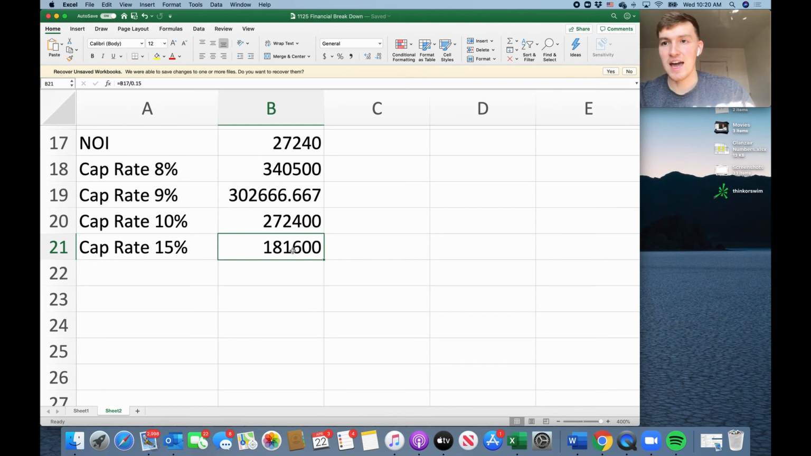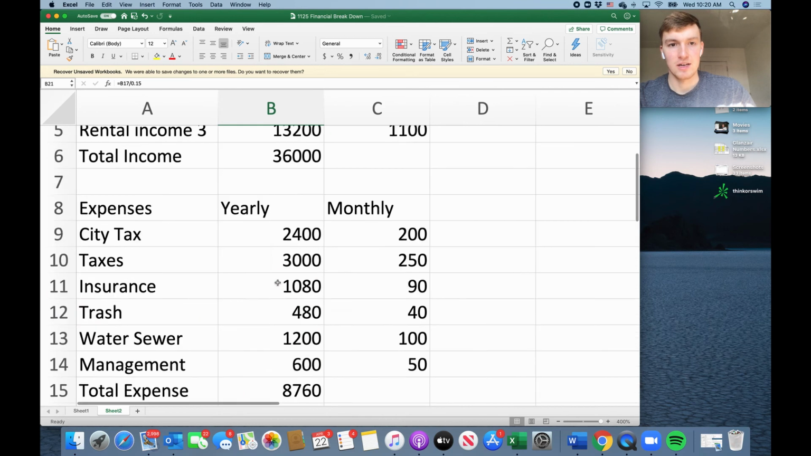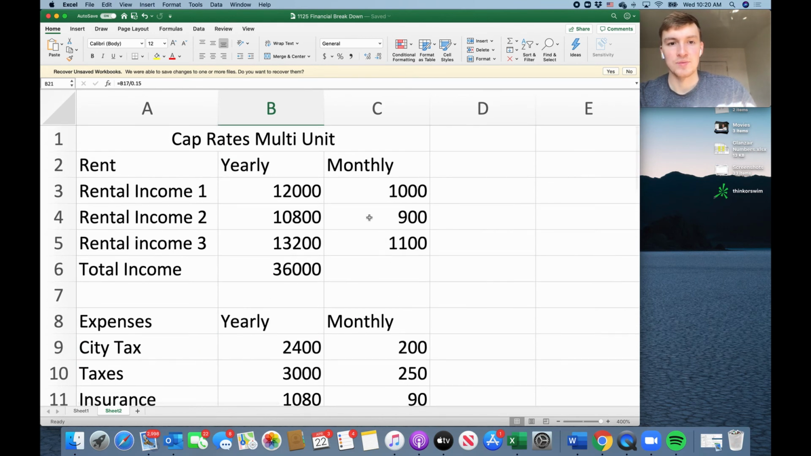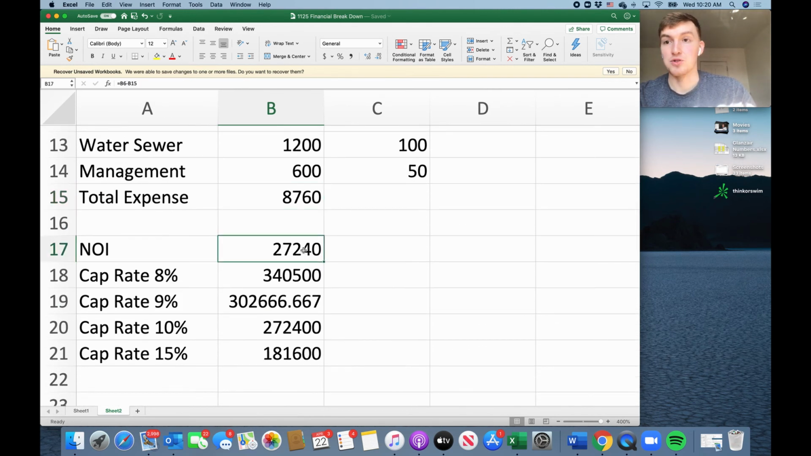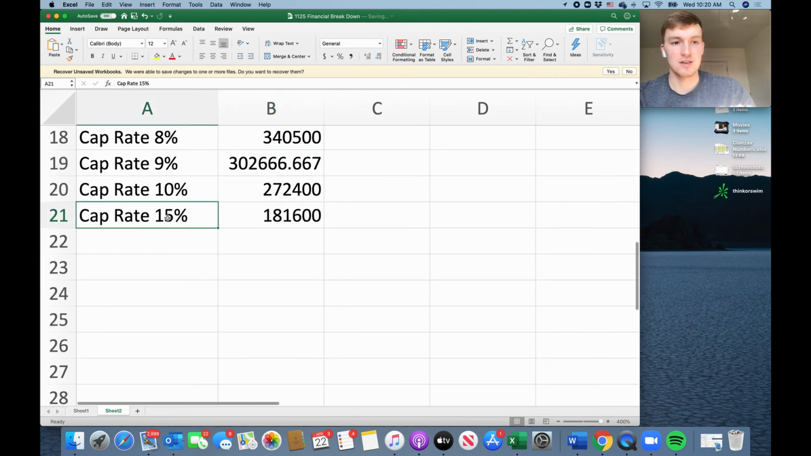So the better the area for the rentals, the lower the cap rate, okay? The worse the area, the higher the cap rate. It's a little bit opposite. The higher the cap rate, the lower the price. But this is how you figure it out. So you put in your monthly income. You figure out the yearly total income here. You figure out the total yearly expenses. You subtract your total expenses from your total income, and then you divide it by the percentage that you want to figure out, okay? And this is really easy. You can just continue to do this right here.